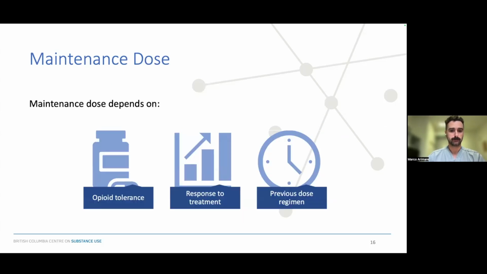Next slide. The third and following doses of extended release bup are considered the maintenance doses. So the maintenance dose for extended release bup depends on someone's opioid tolerance. We'd want to consider whether the individual has had a history of significant fentanyl use, response to treatment in the past, presence of withdrawal symptoms or cravings between doses, reports of sedation or constipation, and then finally, whatever their previous dose regimen was that worked for them.